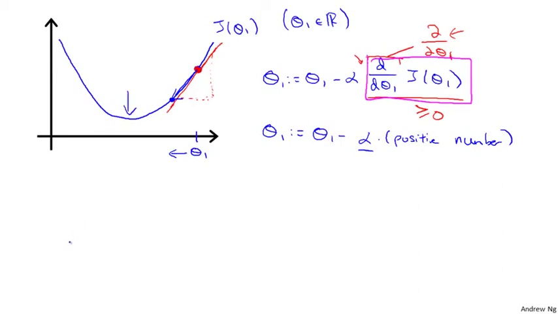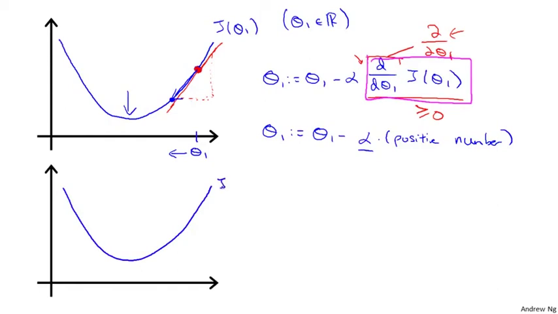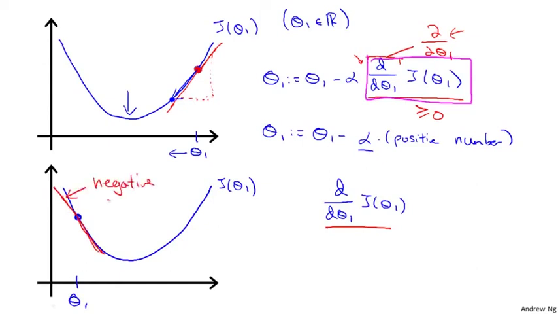Let's look at another example. So let's take my same function j. Let's try to draw the same function, j of theta 1. And now let's say I had instead initialized my parameter over there on the left. So theta 1 is here. I'm at that point on the surface. Now my derivative term, d/d theta 1 of j of theta 1, when evaluated at this point, I'm going to look at the slope of that line. So this derivative term is the slope of this line. But this line is slanting down, so this line has negative slope. Or alternatively, I say that this function has negative derivative, just means negative slope at that point. So this is less than or equal to 0.